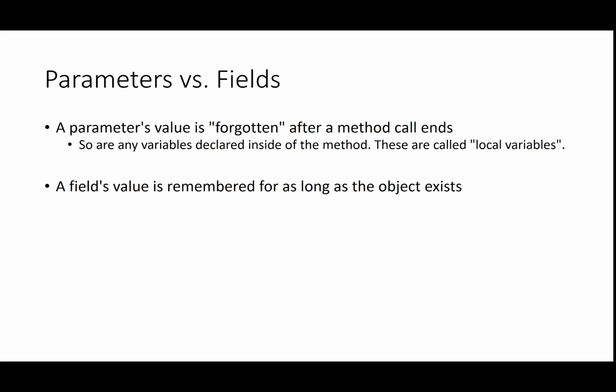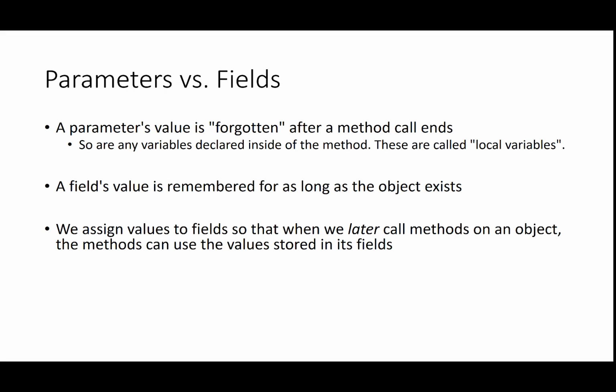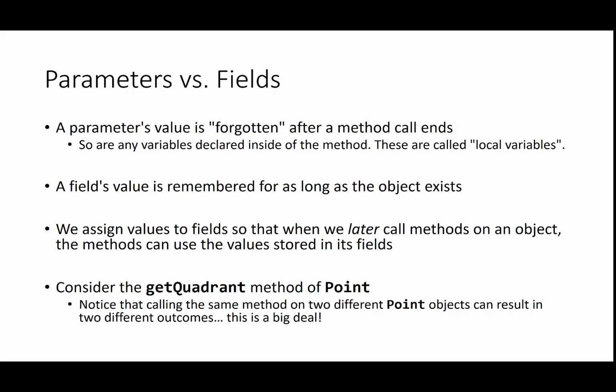However, after a method call ends, it forgets what parameters were last assigned to it. And the next time you call a method with parameters, you can provide different parameters, and the object is happy processing it. We assign values to fields so that we can later call methods on an object and use those fields from the method calls. And so if you look back at the getQuadrant method of point, you'll notice that we can call getQuadrant on two different points, right? On point A, which was in quadrant 1, and point B, which was in quadrant 3, and get back two different results from the same method being called.